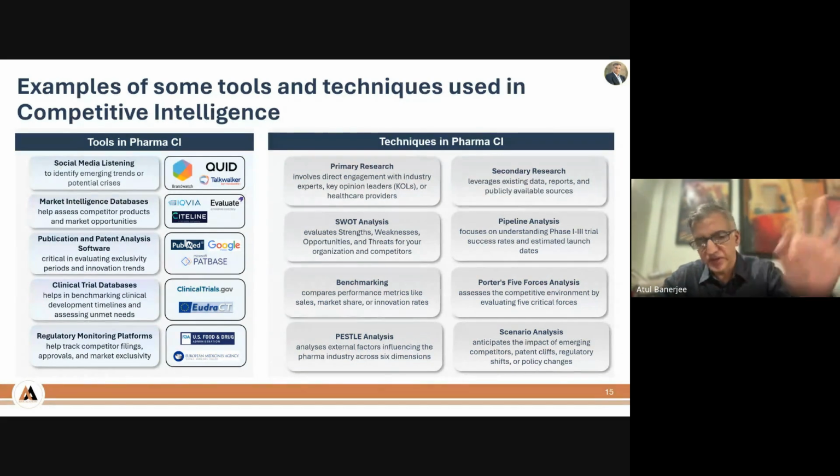I won't go too much into it. You can read the other databases, but basically we look at different databases. On the right-hand side, you see the techniques in Pharma CI. So this is what I said right at the beginning, what we do. Primary research, secondary research, looking at strengths, weaknesses, opportunities, analyses, pipeline, which is about looking at what they're developing and what phases they're at, benchmarking, comparing different companies with each other.